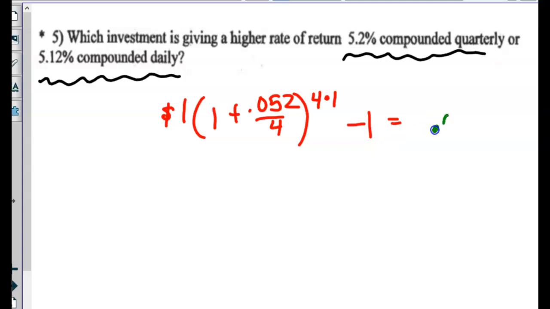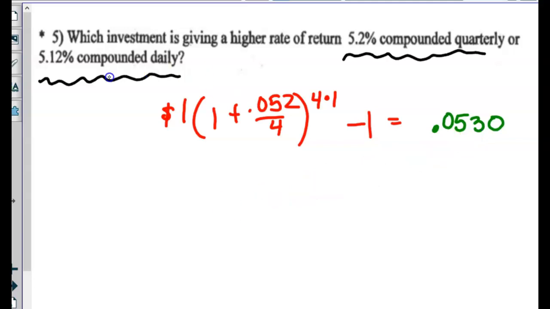Yeah. And sometimes you have to go out a few places on these because what is happening is the compounding is causing there to be more interest. So it's effectively like 5.3%, 5.302, okay?